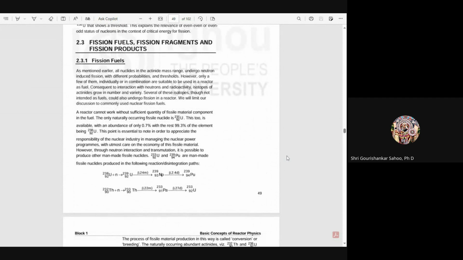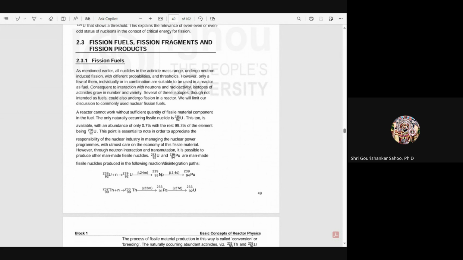All nuclides in the actinide mass range undergo neutron-induced fission with different probabilities as thresholds. However, only a few of them, individually or in combination, are suitable to be used in a reactor as fuel. Consequent to the interaction with neutrons and radioactivity, isotopes of actinides grow in number and variety. Several of these isotopes, though not intended as fuel, could also undergo fission in a reactor. So we'll limit our discussion to commonly used nuclear fission fuels.